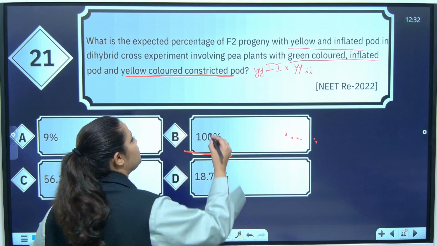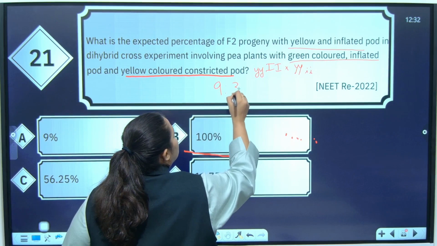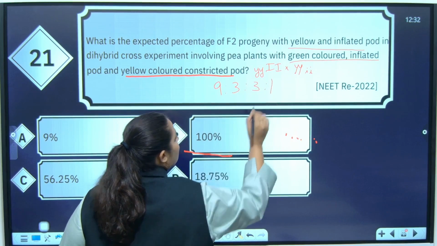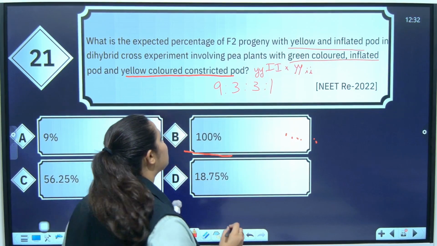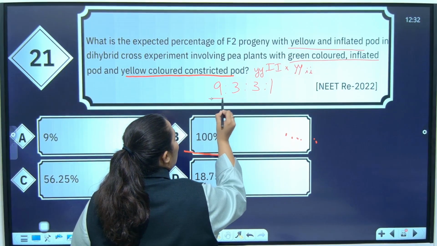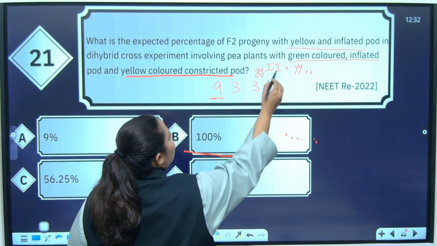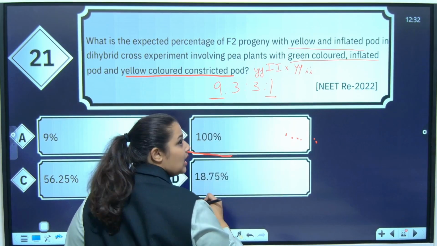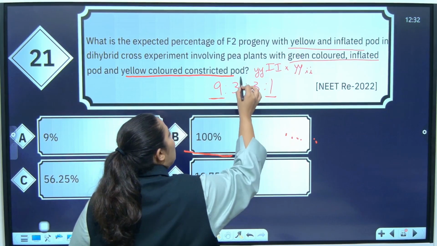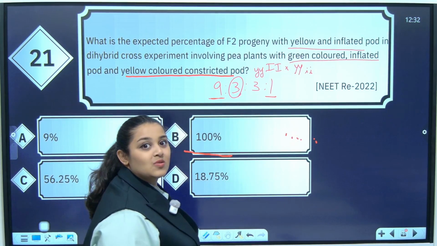So for percentage, we simply require this ratio. Here we'll be smart to say that we always have which parent? First parent, and here we have the last one. What we are looking for is this one.